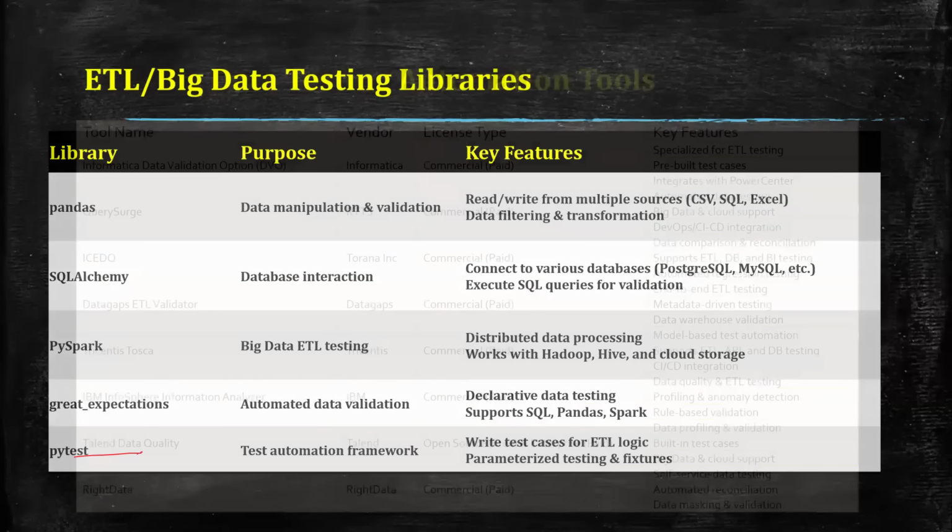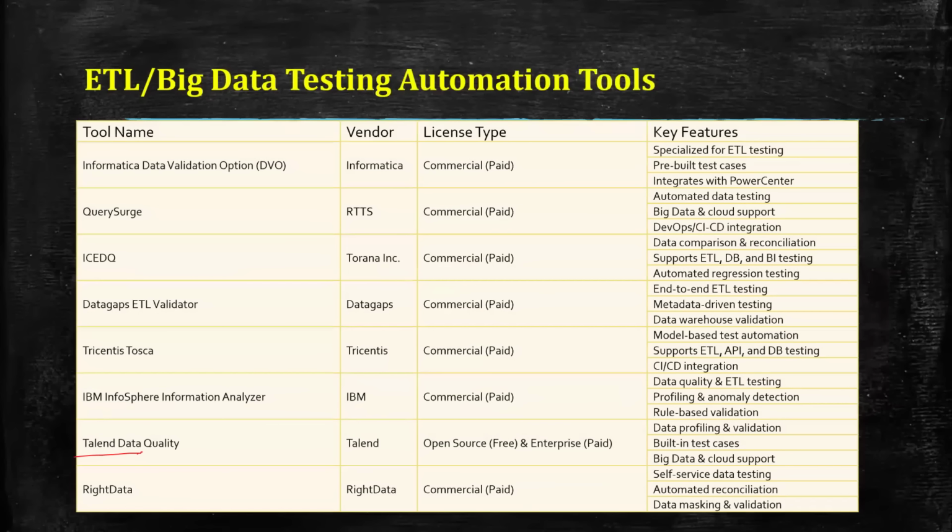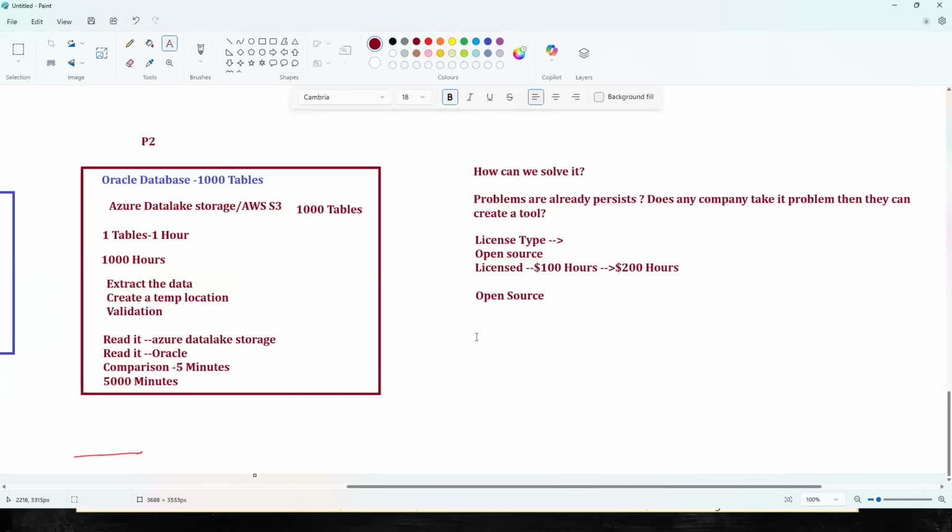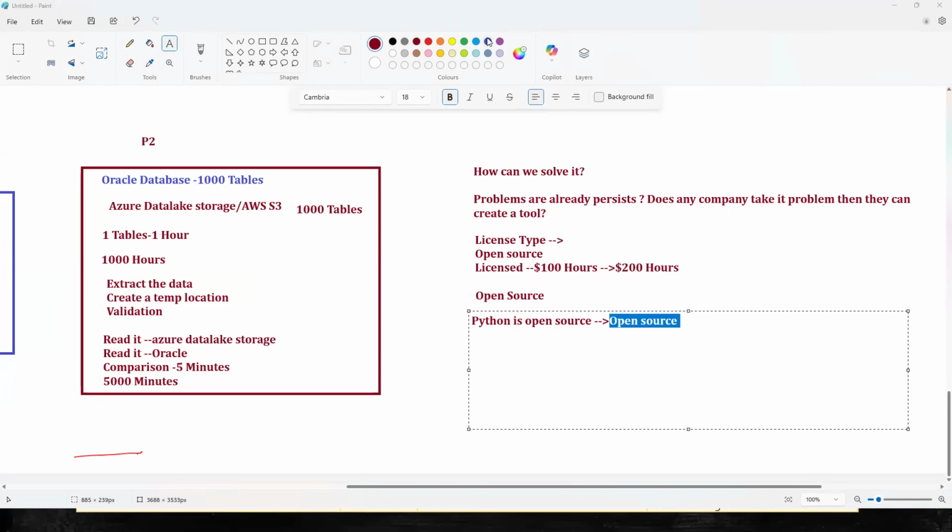Sir, which open source tools can we go ahead and use? Can we use a programming language? Python, is it open source or a licensed one? Python is a programming language, right? Is it open source or licensed? It is open source. You can install it and utilize it. You need not pay anyone.